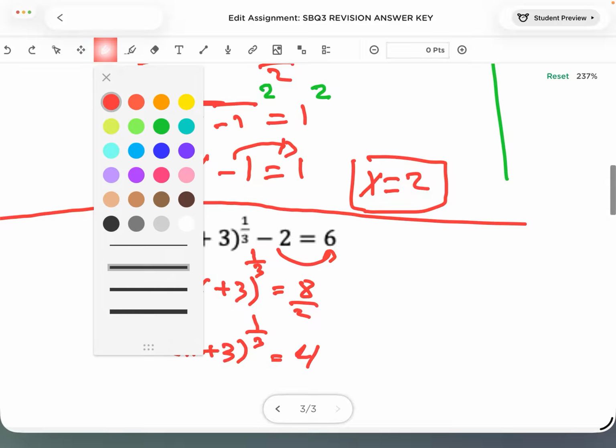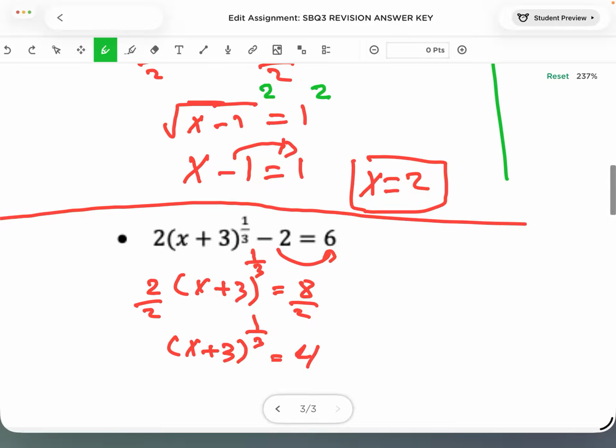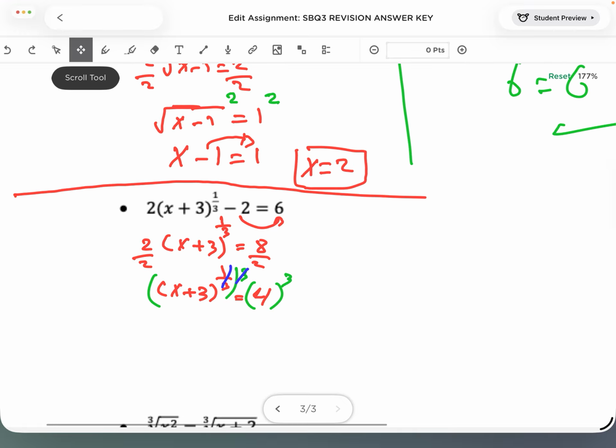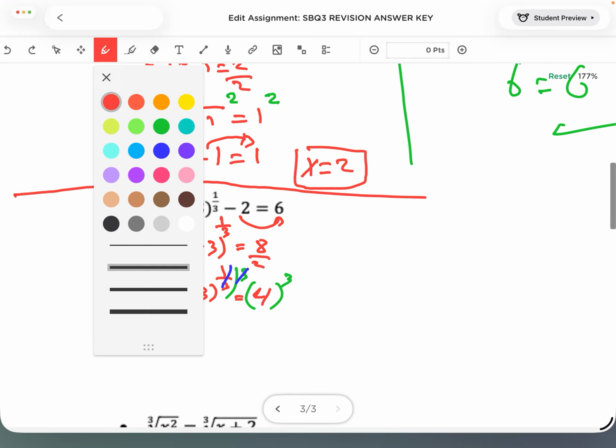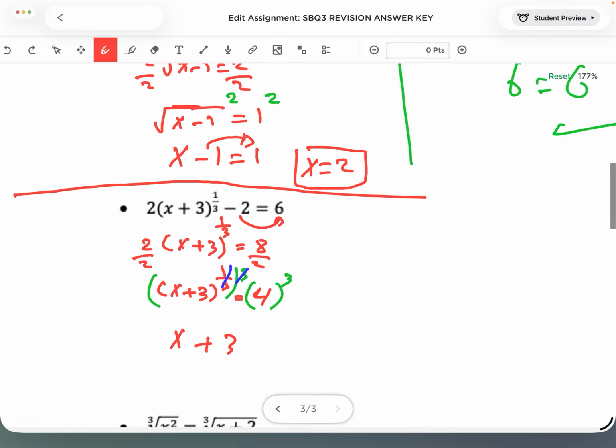Now, how can I get rid of this power 1 over 3? I will raise both to the third power, the reciprocal. 1 over 3 and 3 cancel each other. So I simply have x plus 3 equals, what is the value of 4 to the power 3? 64. Move 3 to the other side, so x will be 61.